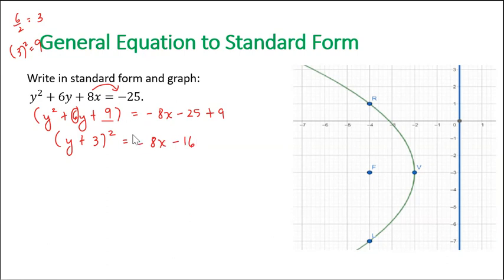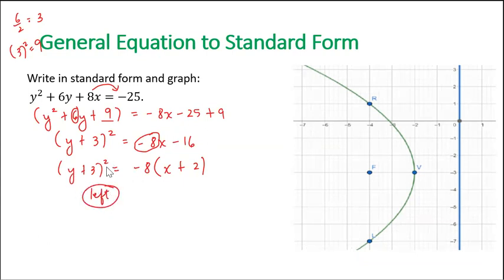Okay, and then finally, to fully write this in the standard form, we need to factor out the coefficient of x, whatever it is. So we have (y plus 3) quantity squared equals, so negative 8 will be factored out, and then we have x plus 2 as the other factor. So in this case, now we say that the parabola opens to the left. Now that's the orientation because y is squared and this thing is negative.